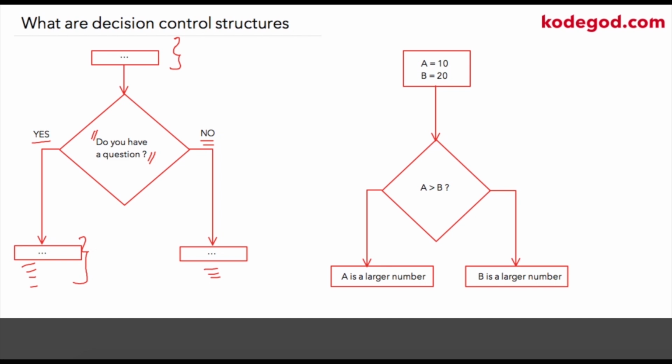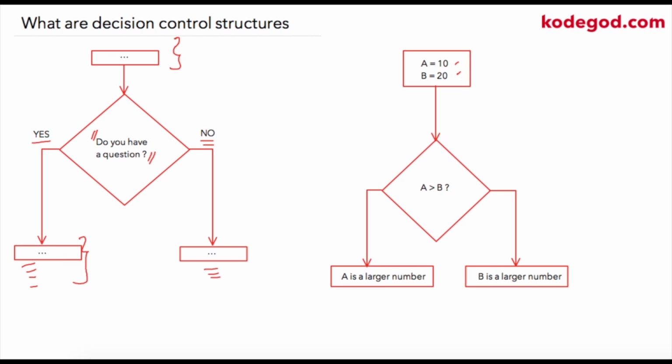Let us take another example. Suppose I have initialized 2 variables a and b, 10 and 20, and I'm going to check whether a is greater than b. Now this is my condition. Okay, now this condition can be either true or false. If the condition is false, we can print b is the larger number, and if the condition is true, we can print a is the larger number.